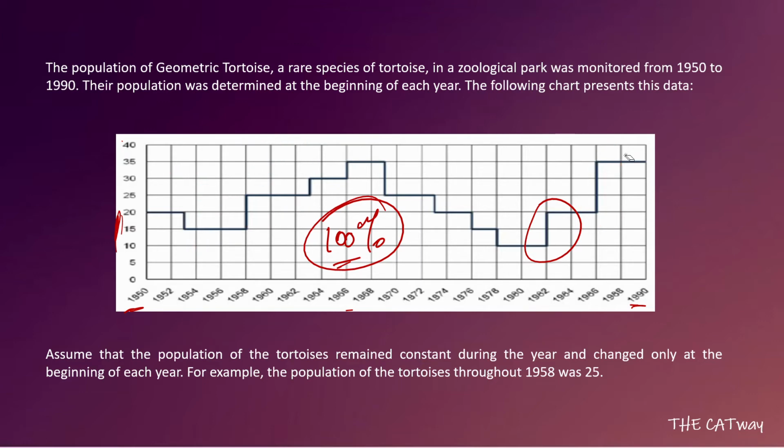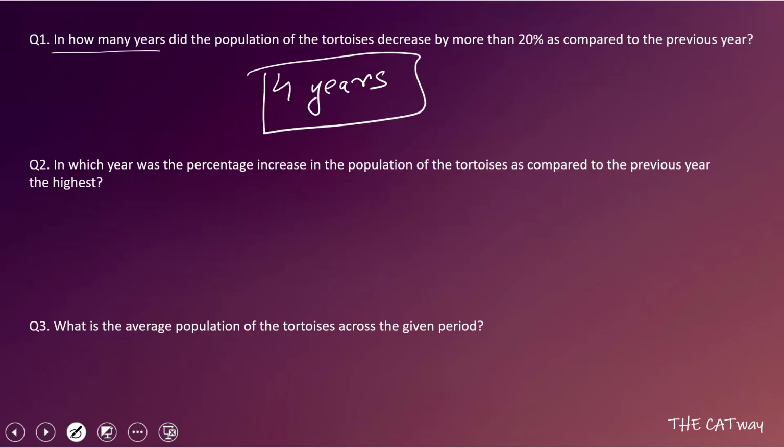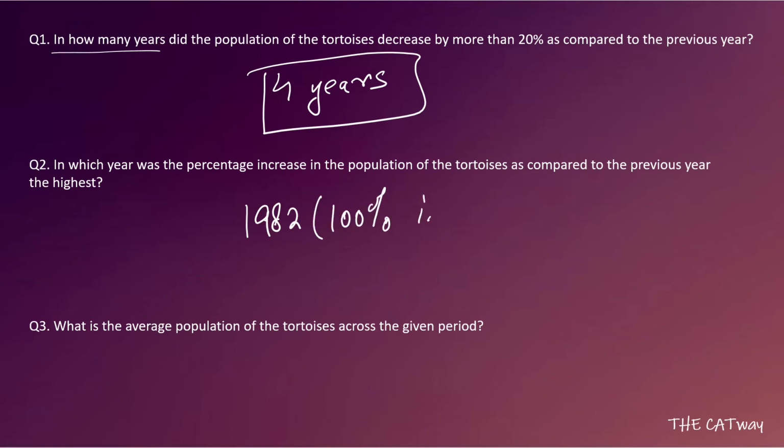So now we have our answer for where there was the highest percentage increase over a year. We have been asked in which year it happened. So we can see that it happened in 1982. So our correct answer will be 1982, and that is a 100% increase.